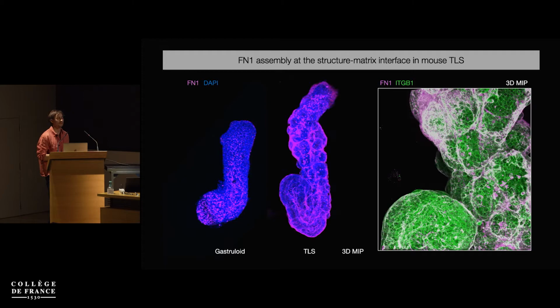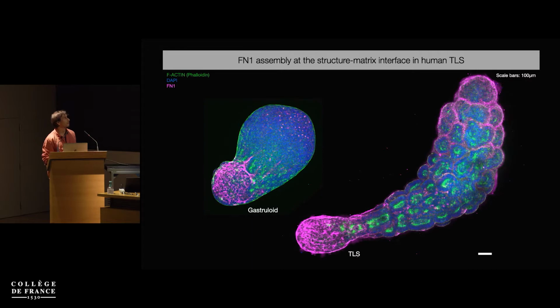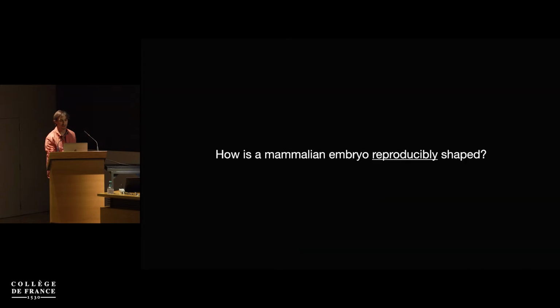I'm going to show you this for fibronectin. If we compare gastruloids versus trunk-like structures in the mouse system, now indeed fibronectin is confined at the structure-matrix interface and also in the somitic cleft, and this is very similar to what you would actually see in the embryo. And here you see how this essentially co-localizes with the integrins. And excitingly, we actually see the same when we compare human gastruloids with human trunk-like structures. So again, accumulation of fibronectin at the structure-matrix interface and in the somitic cleft.